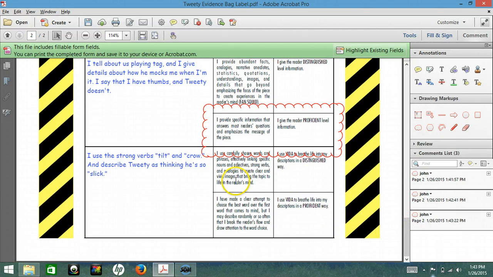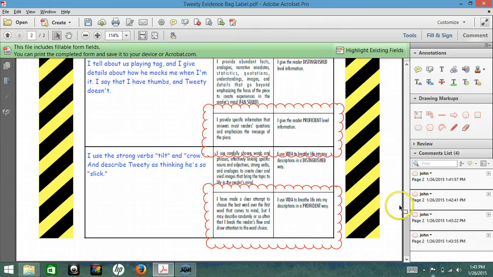And then this is word choice and Vita, and she says, I use the strong verbs tilt and crow, and describe Tweety as thinking he's so slick. Well, after looking at these rules and descriptions, she decides that she really could use some more Vita in that, and so while it's good, it may not be complete, and so she's going to be proficient there too. Room for improvement there. Okay.